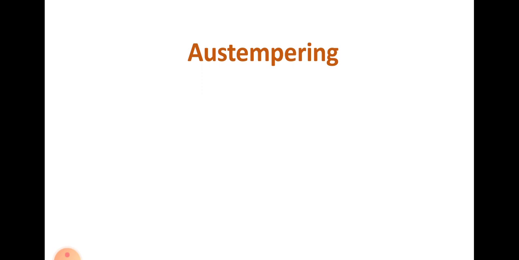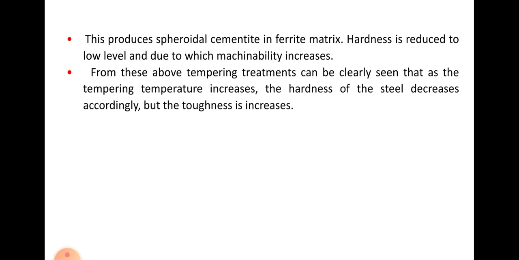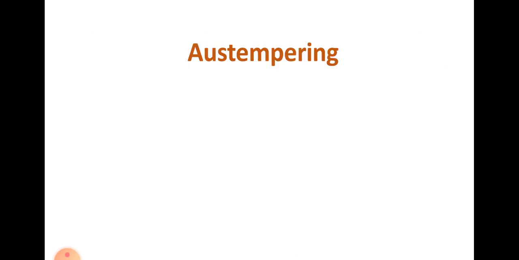So this is about the main heat treatment processes: annealing, normalizing, hardening and tempering. Also, some of the other heat treatment processes include, first, austempering. The name is austempering, but it is not a type of tempering. It is another heat treatment process.